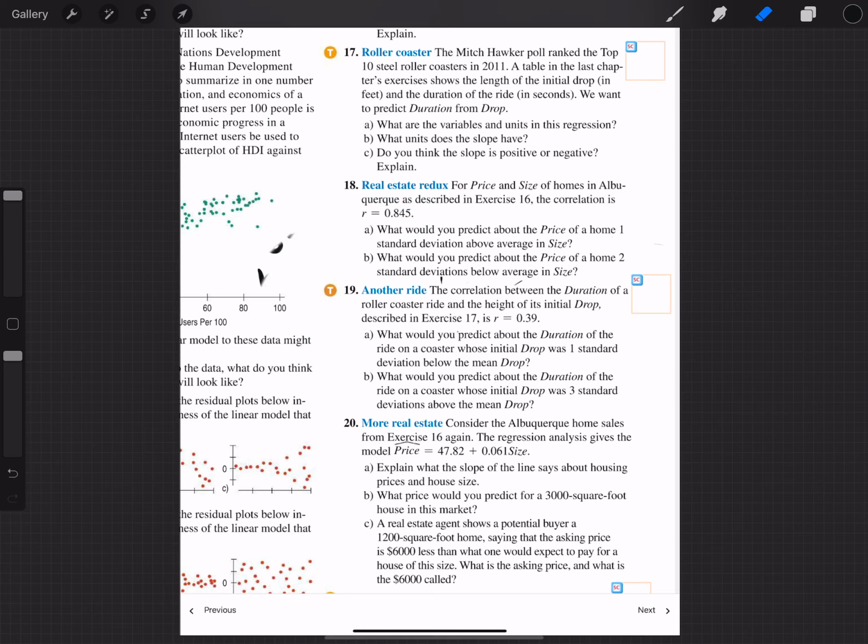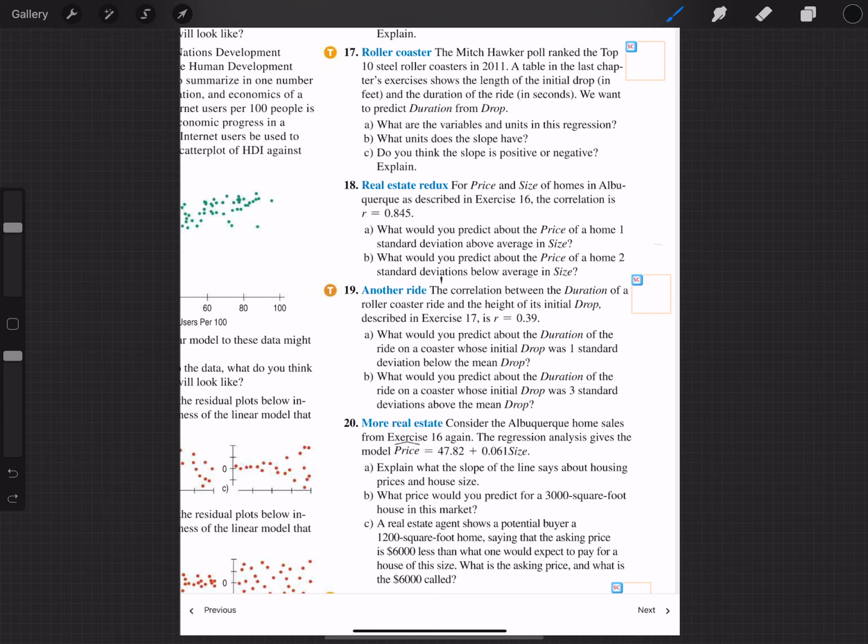The next problem that I want to go over real quick is number 20. Yeah, 20 is a really interesting problem as well. Explain the slope and sign of the slope. Like, that's simple. The slope is 0.061. There's nothing too tricky about that. The 0.061 is just going to mean that as the size of a house increases, the price increases as well. That's what it's kind of saying.